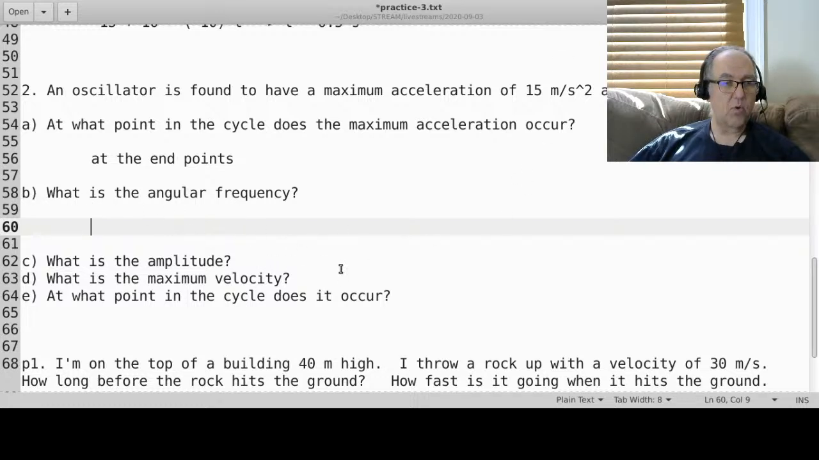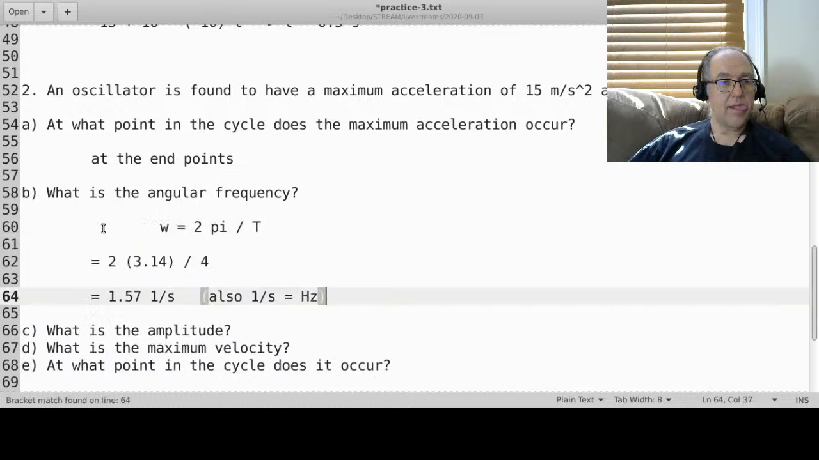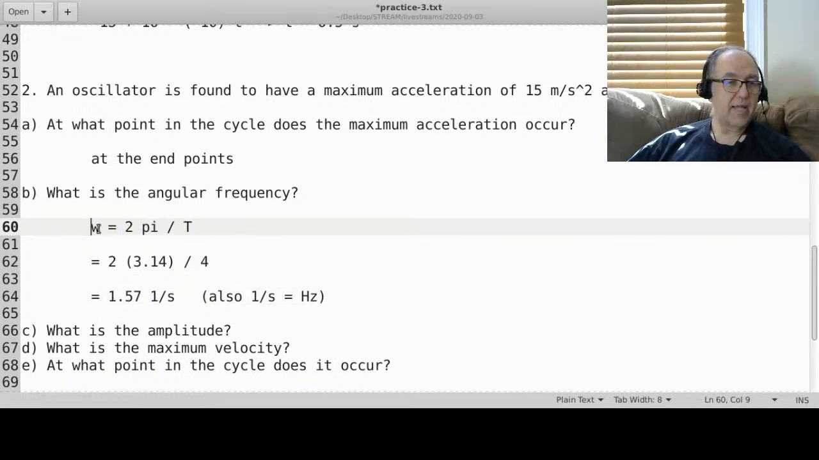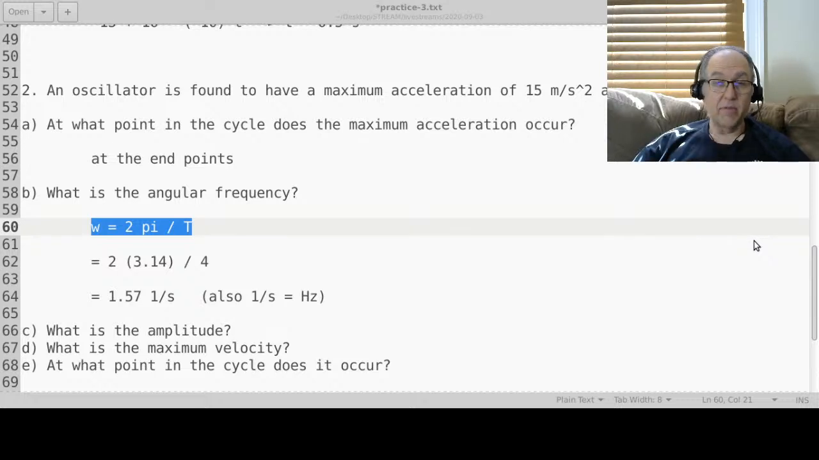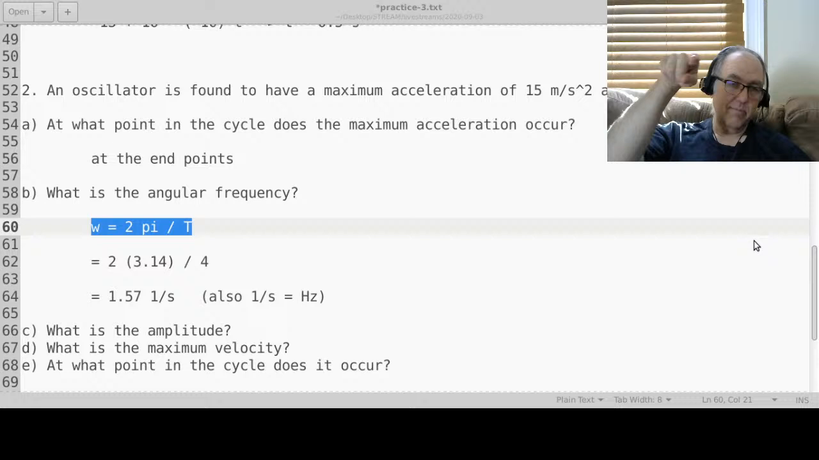Let me actually cut and paste the whole thing right there. It's given by that formula that you see highlighted. Now the symbol for angular frequency is omega, which is the last letter of the Greek alphabet. It looks like a W, but it's got rounded bottoms, like that.